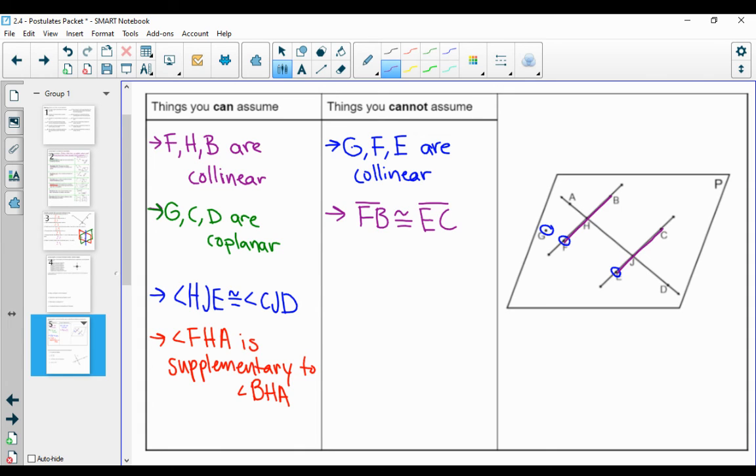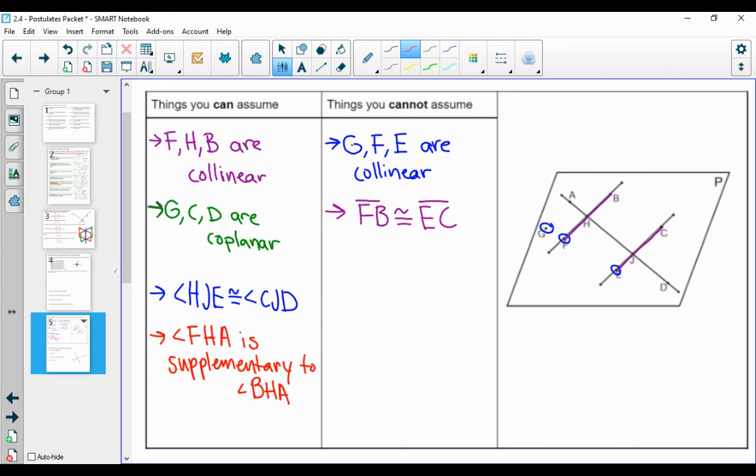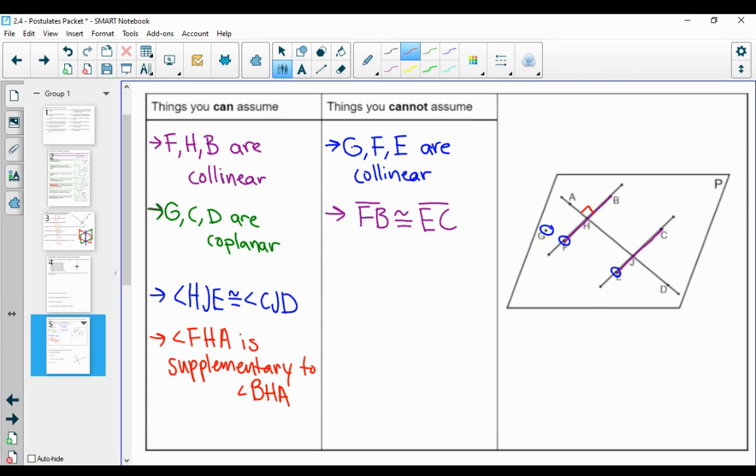Another thing we cannot assume to be true are angle measures, unless they're specifically told to us in words or we've got angle measures written out in definitions. So I know that it looks like I've got right angles here, but we don't know that for sure. So one thing that I cannot assume is angle AHB is a right angle.